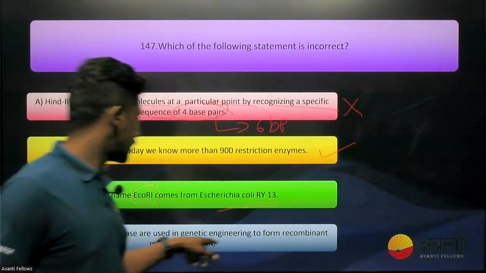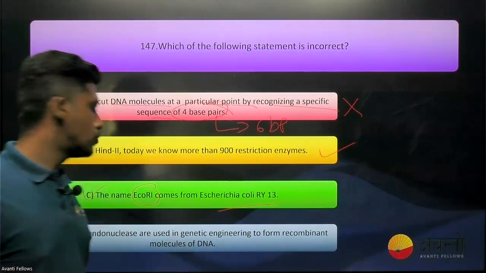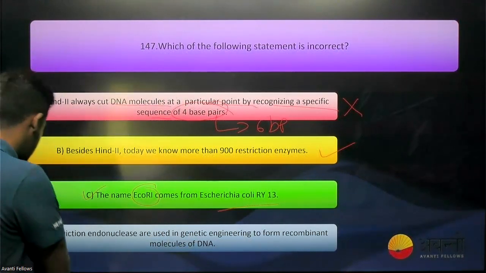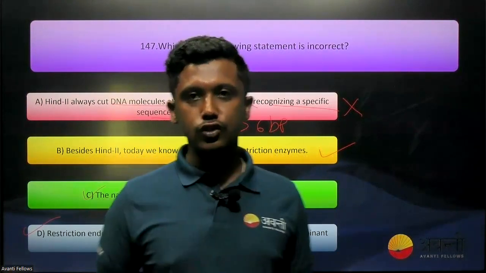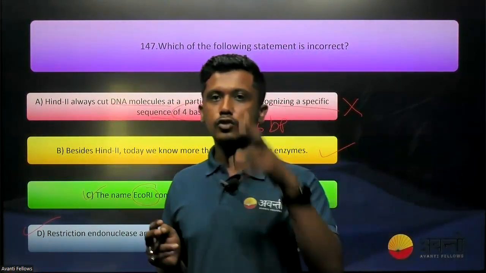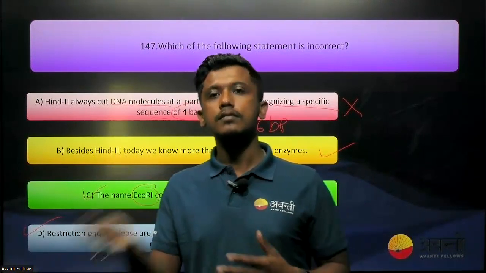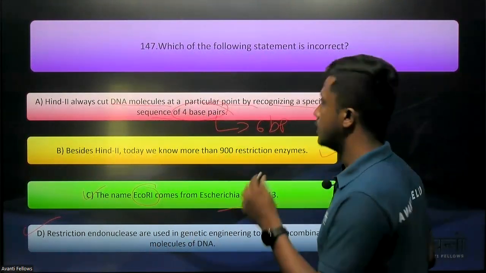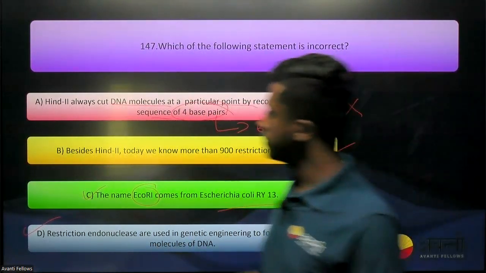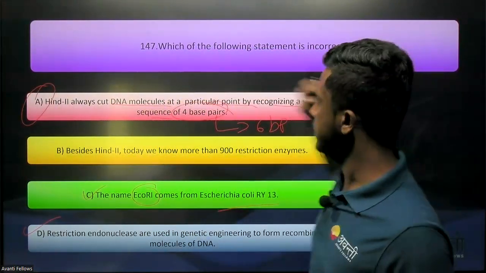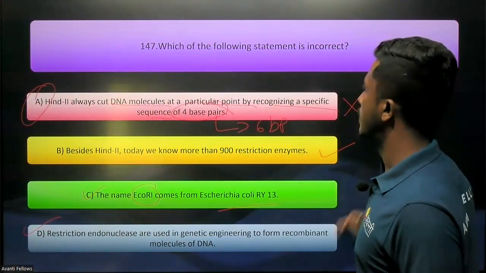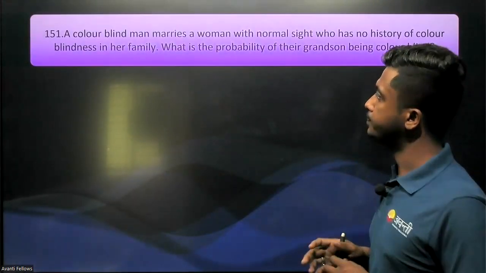Restriction endonucleases are used in genetic engineering to form recombinant molecules of the DNA. Yes, restriction enzymes are very, very important tools with respect to genetic engineering. Without them, we won't be able to cut at specific sequences to insert our gene of interest. So that is why all three are correct options here. But our option which is wrong, incorrect, is option A.